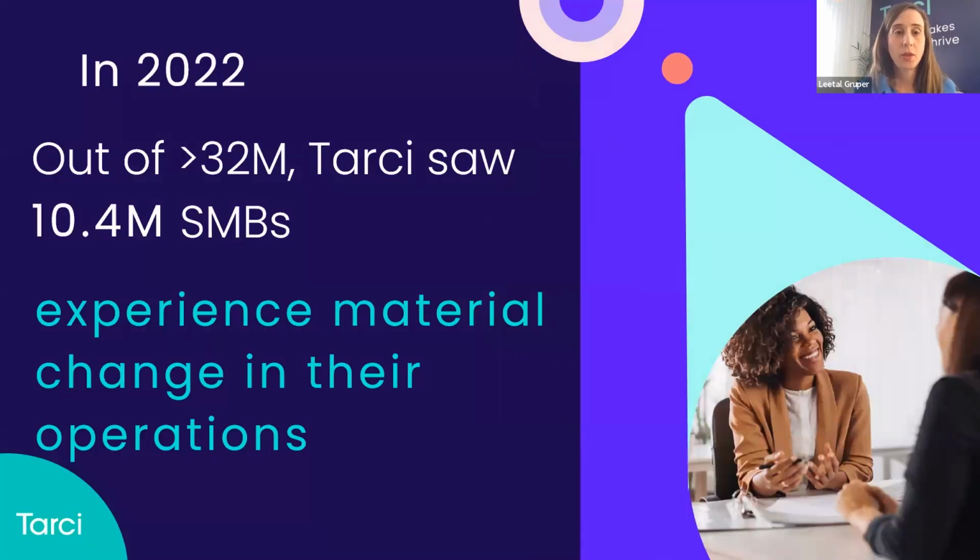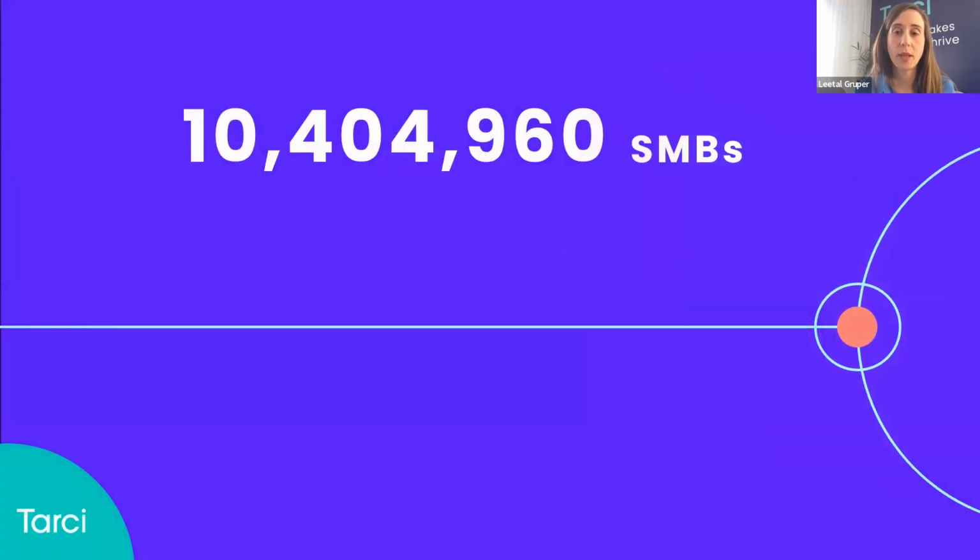In 2022, out of 32 million SMBs in the US, Tarsi saw that over 10.4 million SMBs experienced a change in their operations. Changes such as opening a new location, serving new markets, adding e-commerce capabilities, or increasing their workforce. In fact, any type of change that could have potentially impacted their risk profile.